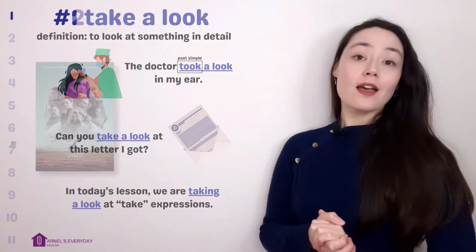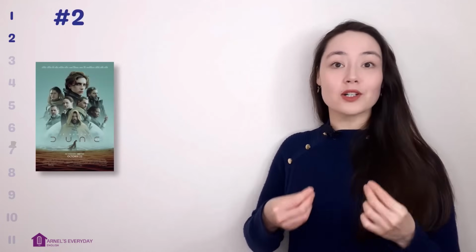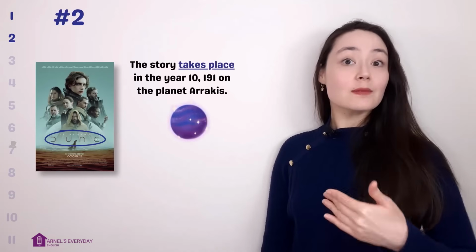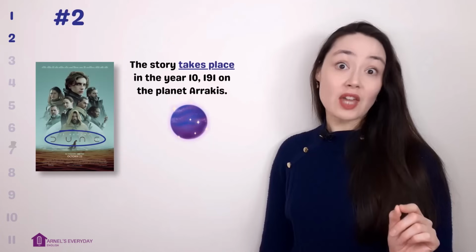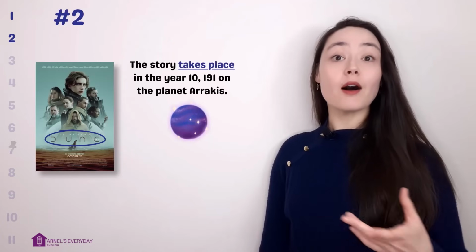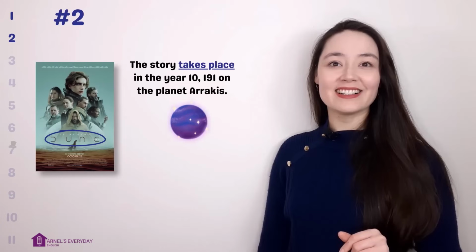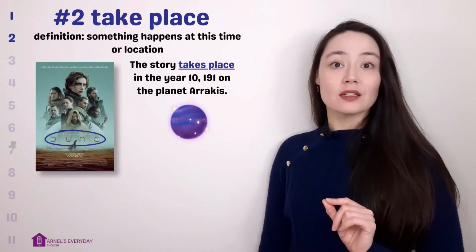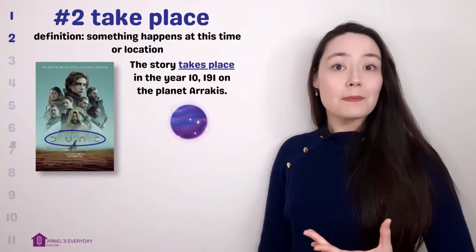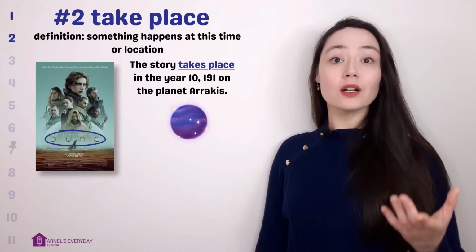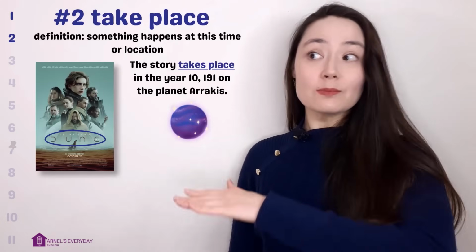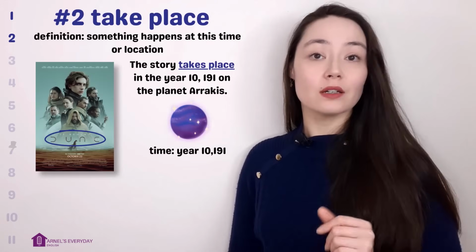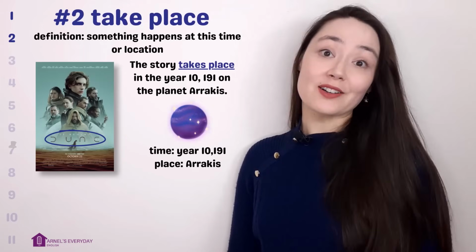Okay, well, the other night, my husband and I watched the movie Dune. The story takes place in the year 10,191 on the planet Arrakis. Number 2, take place. Definition: something happens at this time or location. So this movie takes place, time, year 10,191. Where? On the planet Arrakis.